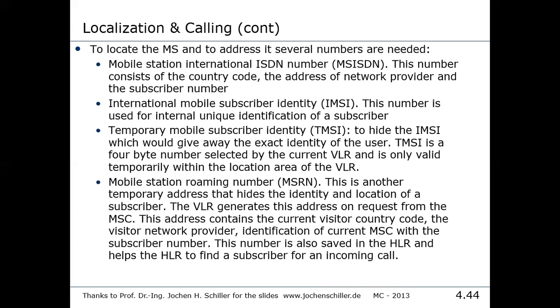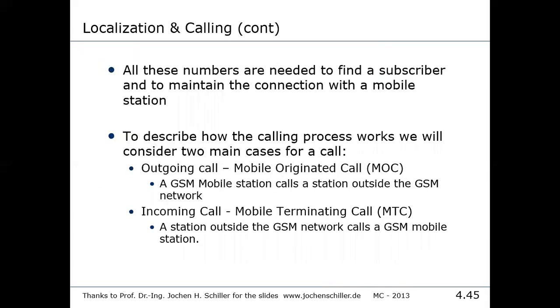Then we have MSRN, Mobile Station Roaming Number. This is another temporary address that hides the actual identity and location of the subscriber. The VLR generates this address on request from the MSC. This address contains the current visitor country code, the visitor network provider, and the identification of the current MSC with the subscriber number. So all these numbers are required to localize a subscriber and to maintain a connection with the mobile station.